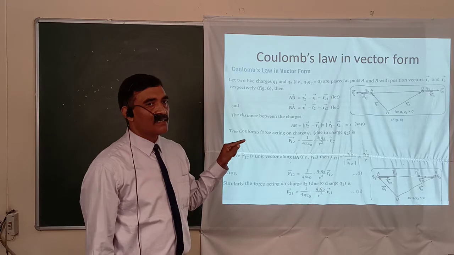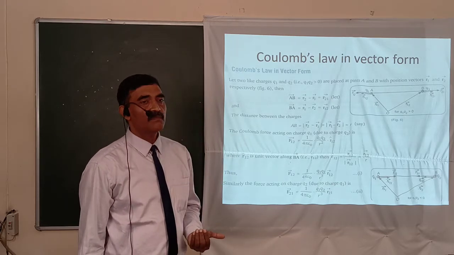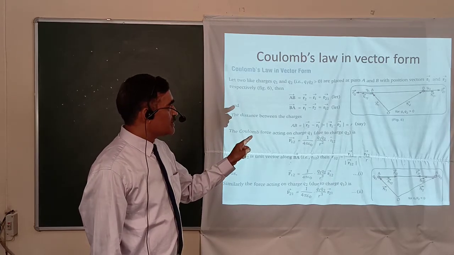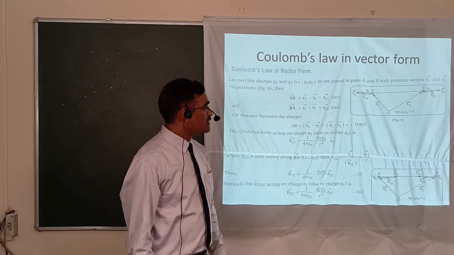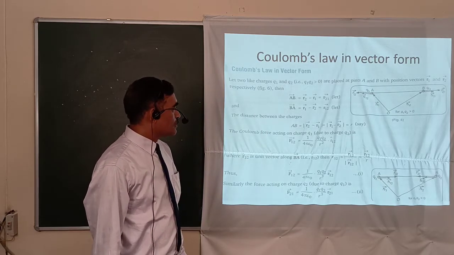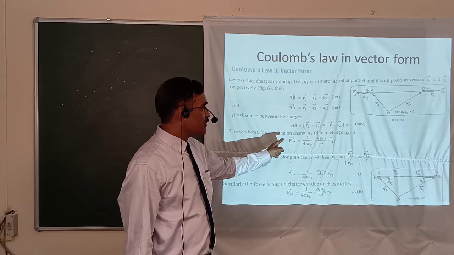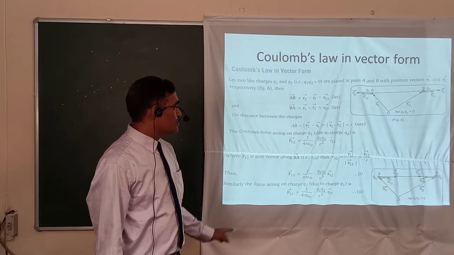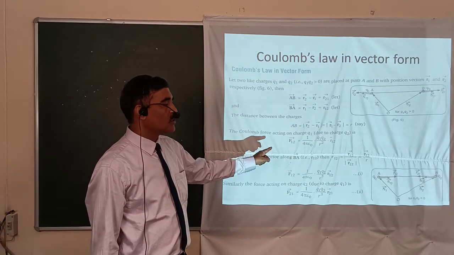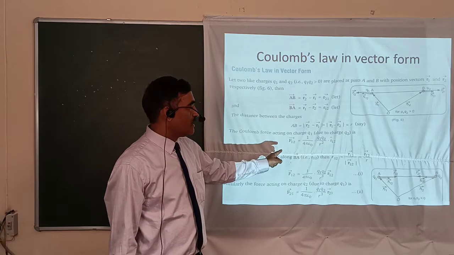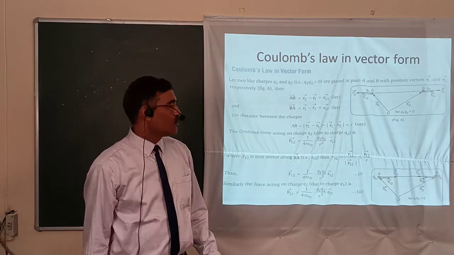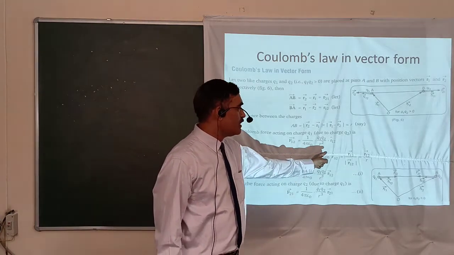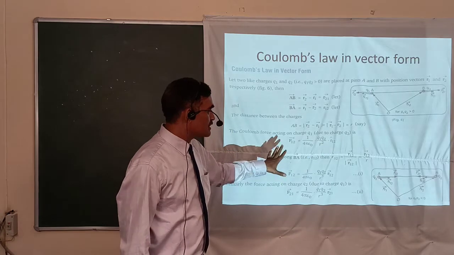Here we take the condition that both charges are of the same nature, meaning the product Q1 Q2 is positive. AB will be represented as R21 and BA as R12 vector. The magnitude of AB, that is the mod of R2 minus R1, is taken as R. The force acting on Q1 due to charge Q2, F12, is 1 upon 4 pi epsilon naught Q1 Q2 upon R square. This is the magnitude. When we convert it into a vector, we multiply it by the unit vector R12. So this is the vector form.